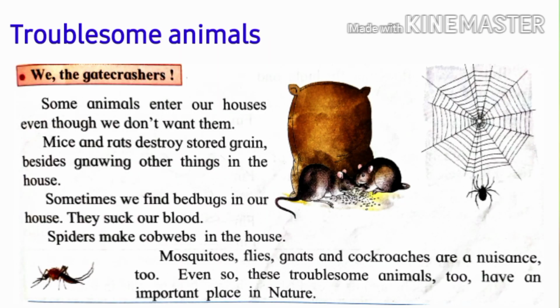Here are some troublesome animals. These animals are also called gate crashers. These animals enter our houses even though we don't want them. Mice and rats destroy stored grains. Sometimes we find bedbugs in our houses. They suck our blood. Spiders make cobwebs in the house. Mosquitoes, flies, gnats, and cockroaches are a nuisance too. Even so, these troublesome animals too have an important place in nature.